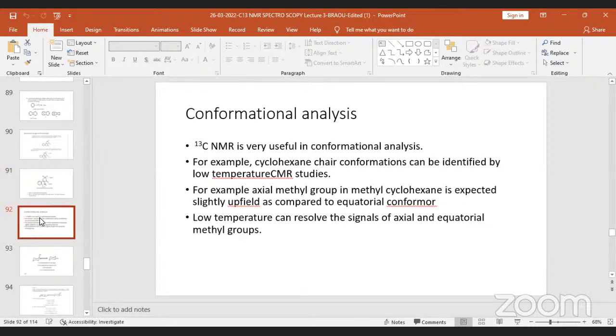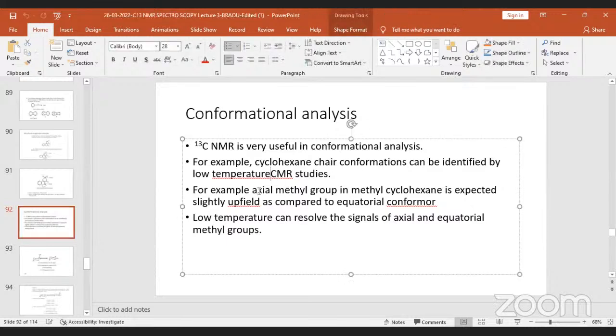And next, C13 NMR also is useful in conformational analysis. Like proton NMR, C13 NMR is also very useful in conformational analysis. In cyclohexane, there will be flipping between different chair conformations via a boat form. So they are rapid cyclohexane chair conformations, which in fact can be identified by low temperature NMR studies.